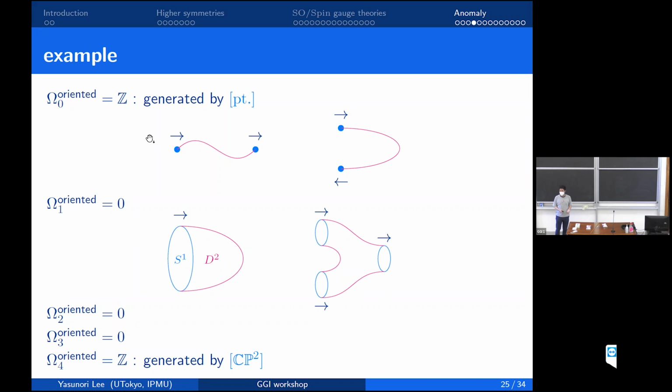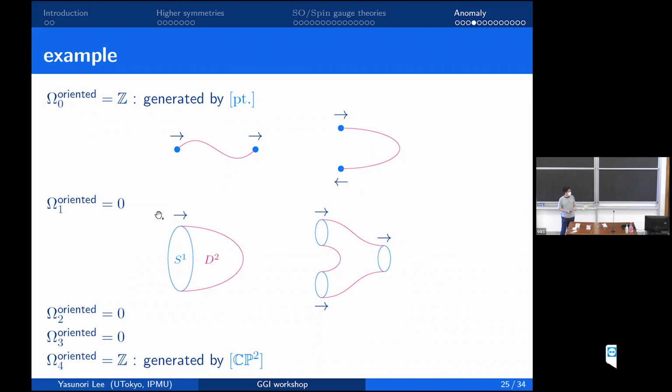So let's start from the oriented Bordism case. For zero dimensions, the oriented Bordism group is generated by a point. And as is shown, the point is bordant to itself. And also its inverse is a point with opposite orientation. And the oriented Bordism group in zero dimensions is actually Z, which corresponds to the net number of points with the same orientation.